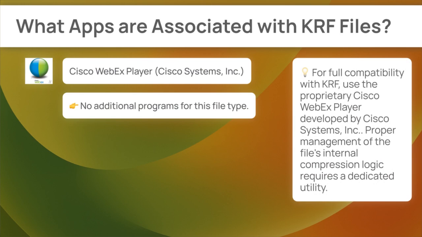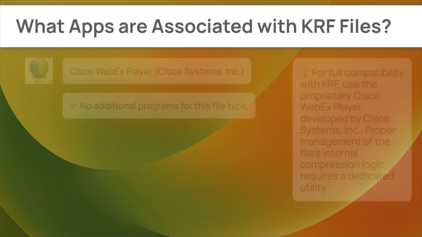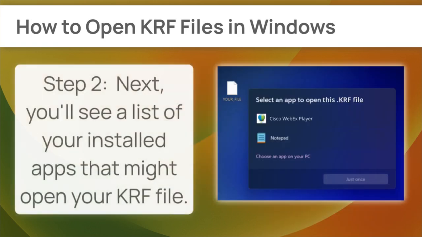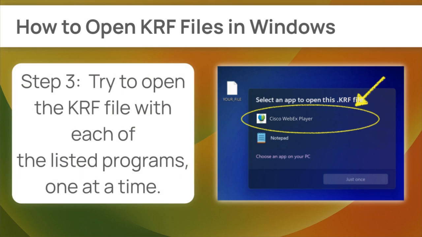Windows plays video smoothly when supported, but unsupported types require extra codecs. To force file access, right-click your KRF file and select Open With. If Cisco WebEx Player is an option, test it. If it's not available, choose another program. We are trying to find the specific compatibility bridge.